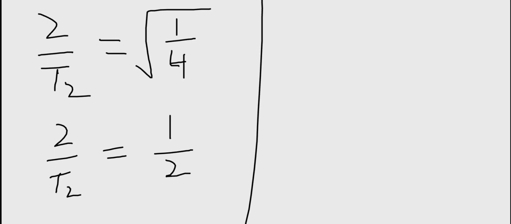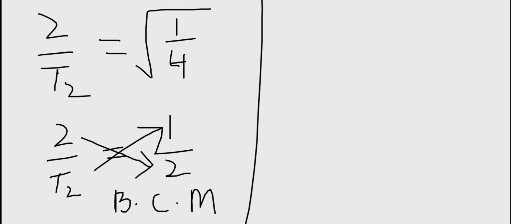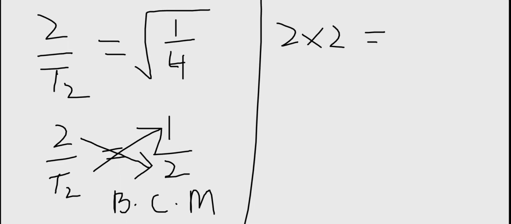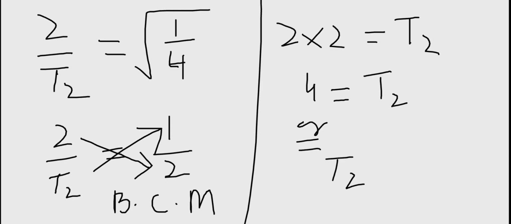So by cross multiplication, 2 will be multiplied with 2 and T2 will be multiplied with 1. So 2 times 2 is 4, which is equal to T2, or T2 is equal to 4 seconds.